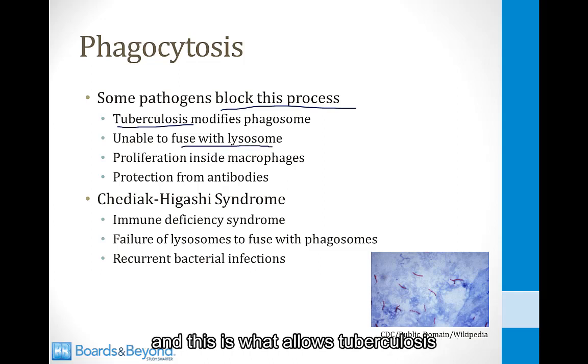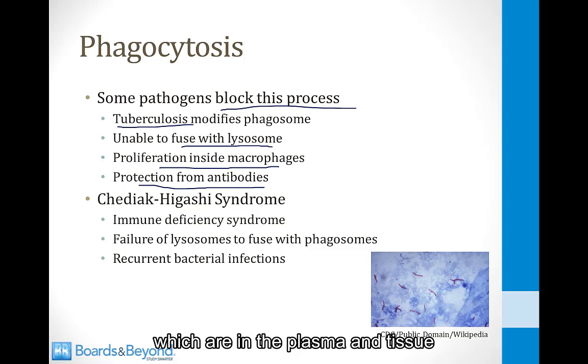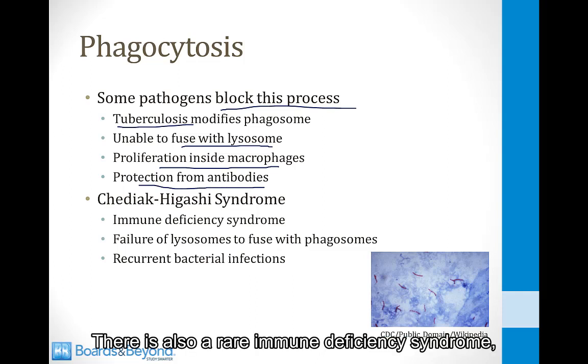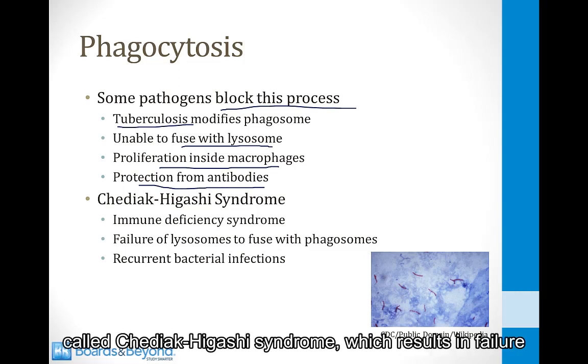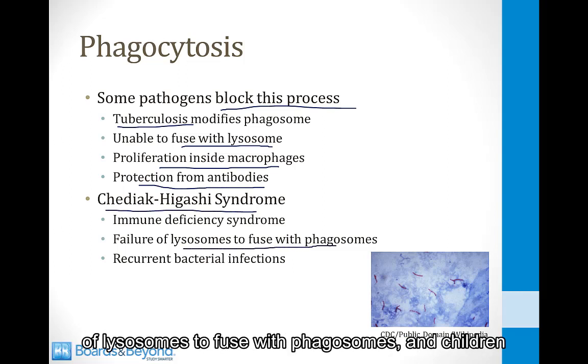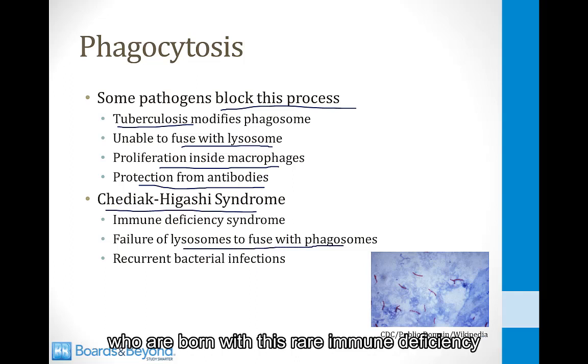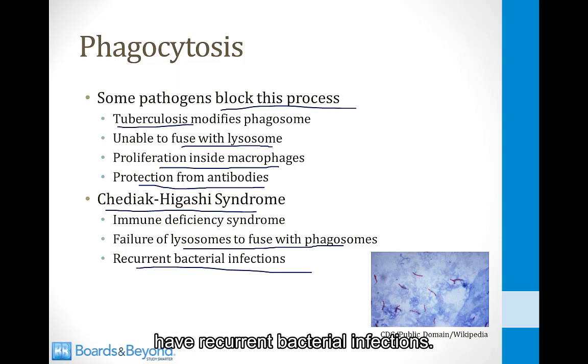And this is what allows tuberculosis to proliferate inside of macrophages. This also helps it to evade antibodies which are in the plasma and tissue and can't get inside the macrophage. There is also a rare immune deficiency syndrome called Chediak-Higashi syndrome, which results in failure of lysosomes to fuse with phagosomes, and children who are born with this rare immune deficiency have recurrent bacterial infections.